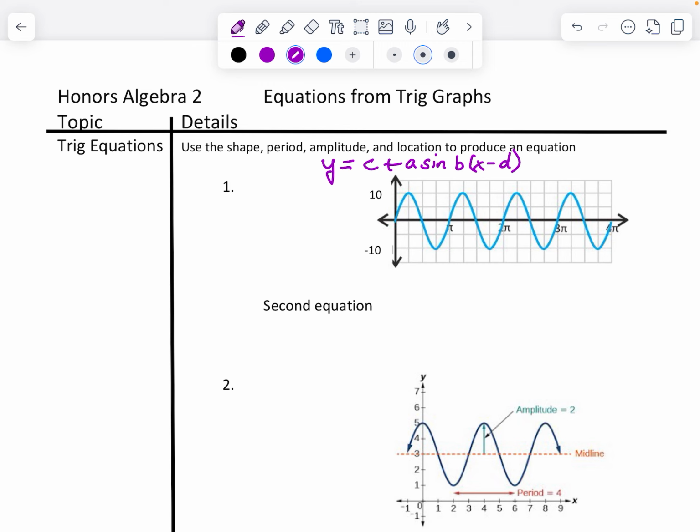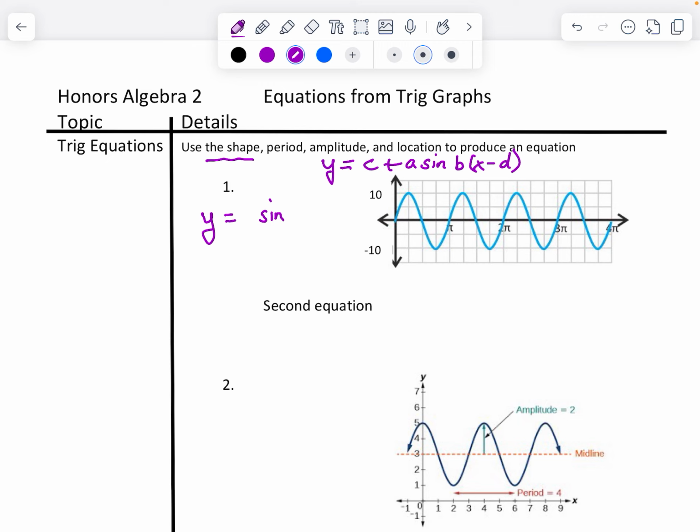So this first one here, if you look at it, it looks like a sine graph. So that's first, to use the shape in order to come up with which trig function you think it is. This looks like it's a sine graph. So I'm going to put y equals, and I'm going to list the sine here as my starting point. Now I'll talk in a minute about how it could be a cosine as well.